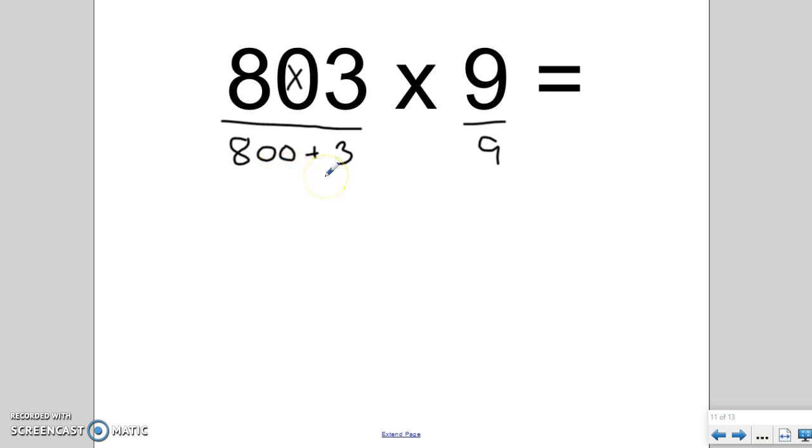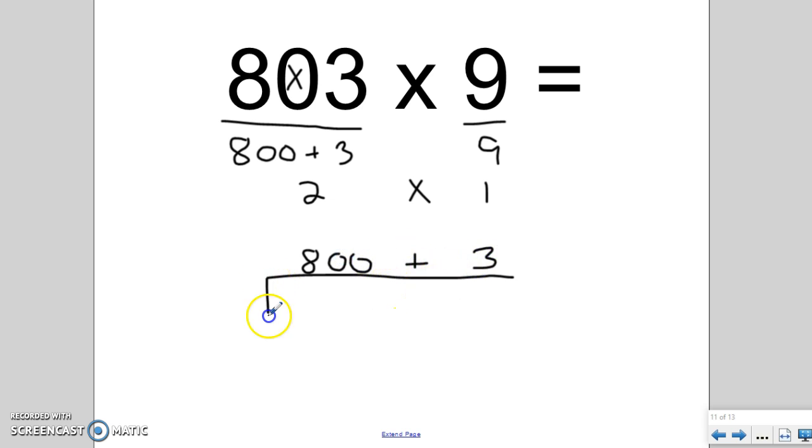And what's really great about this is even though 803 is a 3-digit number, it only has 2 parts in expanded form. So I can think about it like a 2-by-1 problem. I only need enough space to go across for 2 parts. I have the 800 and then I have the 3. That 0 doesn't matter. And then going down, I just need enough room for that 9. So here we go. And I'm going to draw a line right down at that plus sign just to separate the 800 and the 3.